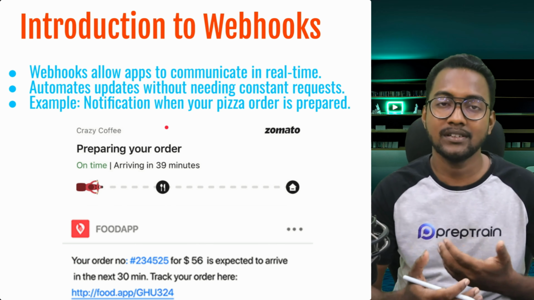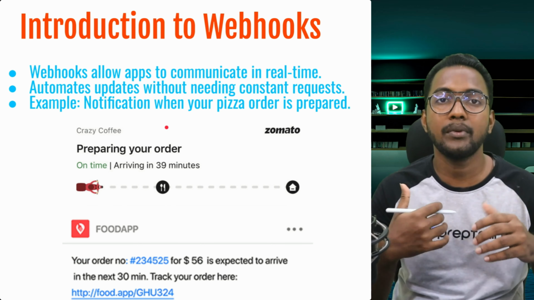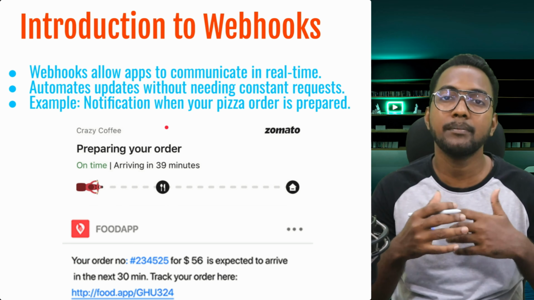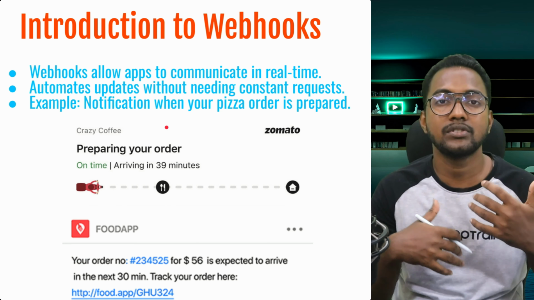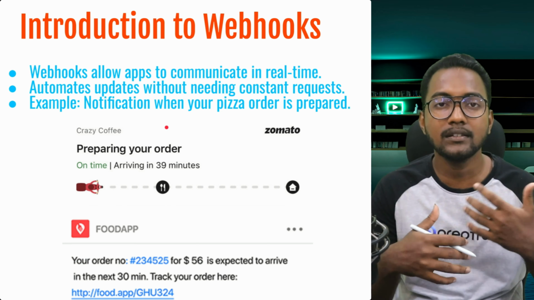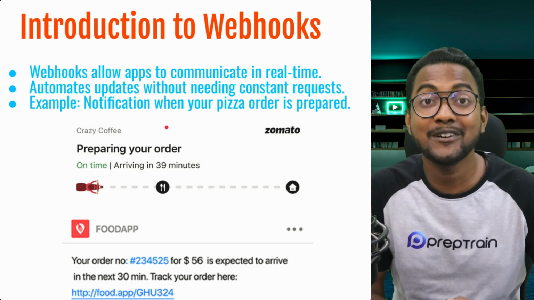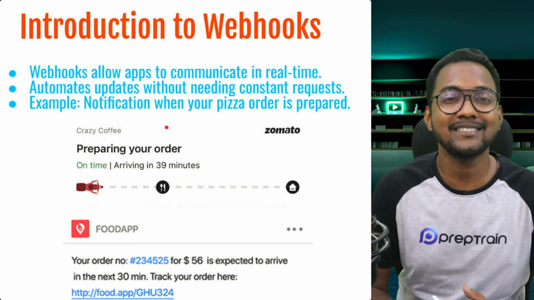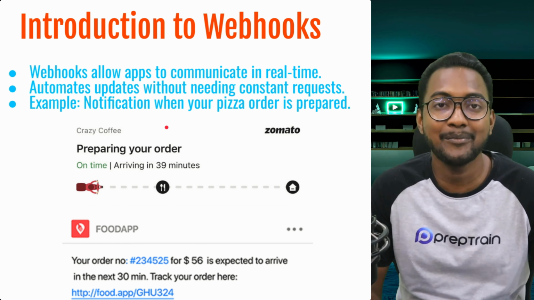This automation is one of the biggest advantages of webhooks. It allows systems to communicate with each other in real time, keeping everything up to date without the need for constant polling, which is when one system keeps asking another, like, is there anything new yet? We will cover in detail how this works in a moment, but for now, just remember that webhooks are what allow apps to communicate efficiently.